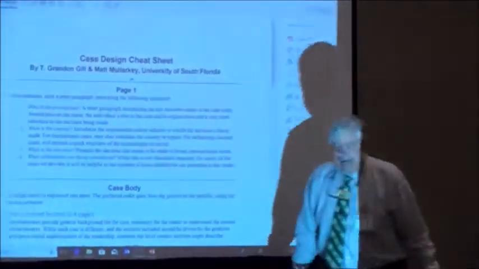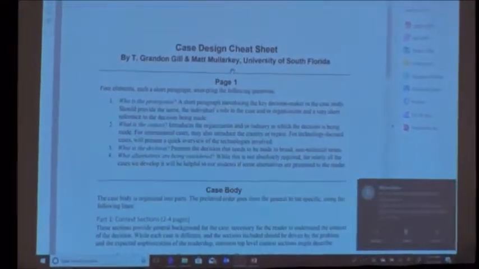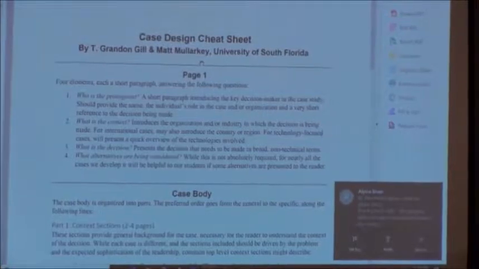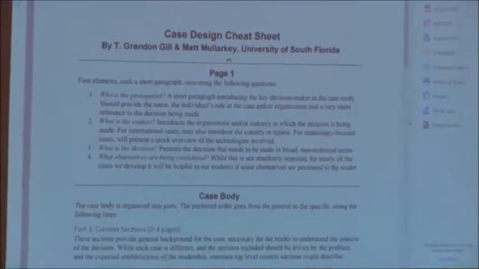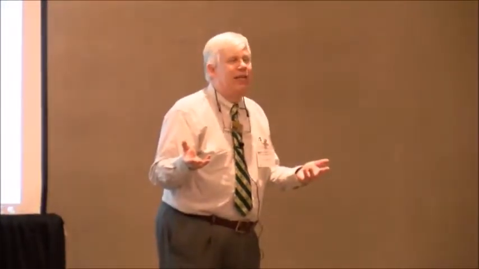So the first page of a case basically substitutes for the executive summary or the abstract of a paper, and what it does is it tells the story as concisely as possible without giving you all the context. So typically, the first paragraph identifies who's the decision maker. One of the big mistakes I often see people writing case studies do is they try to write a case without a decision maker. Organizations don't make decisions, people do. So what you want to try to do is find a decision maker.